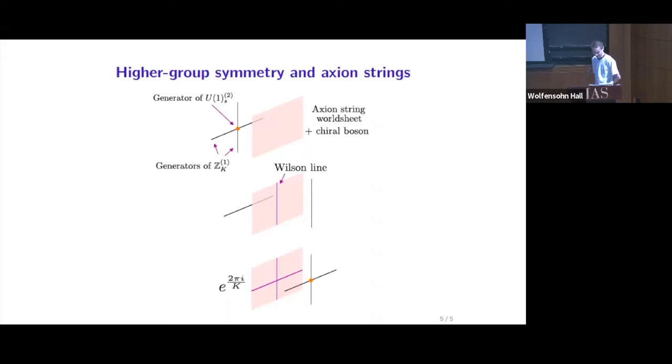Thank you. Questions? What do you mean behind? It's a Wilson line. A Wilson line that couples to the U(1) symmetry of this chiral boson.